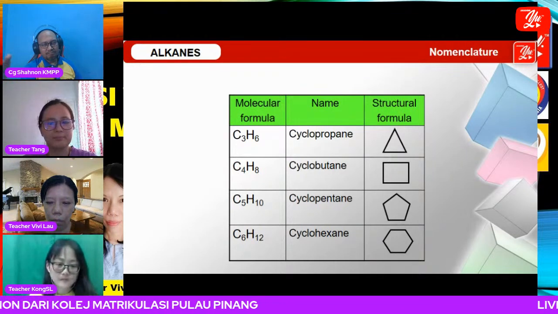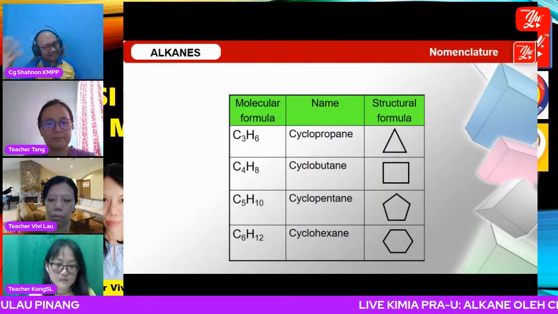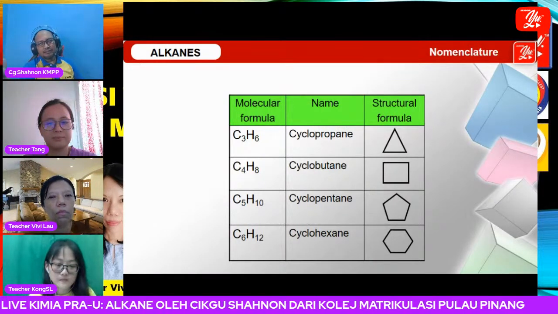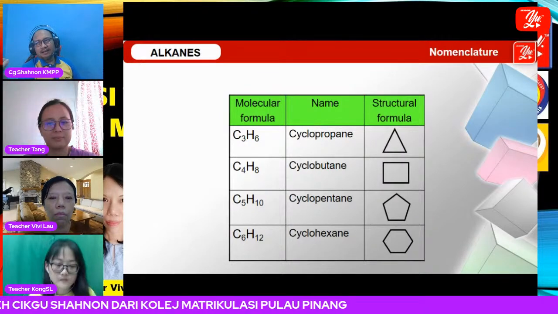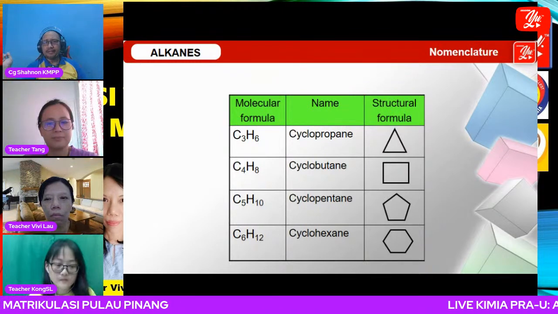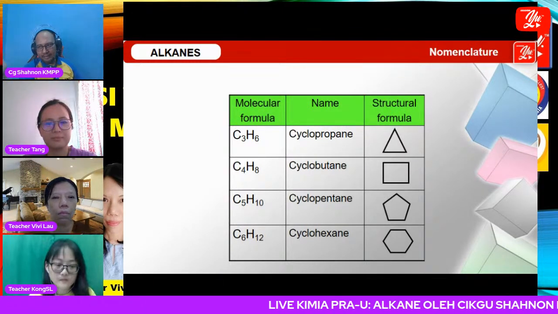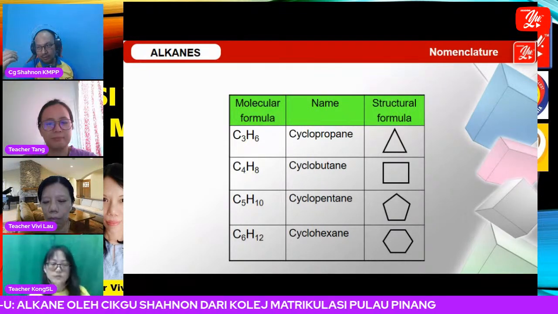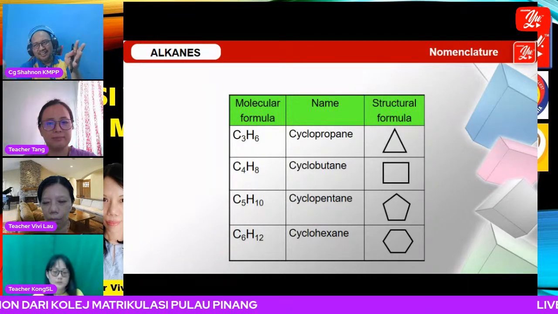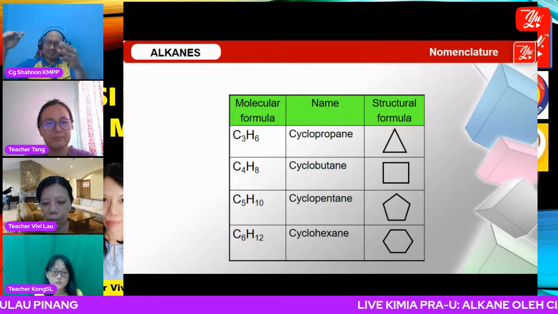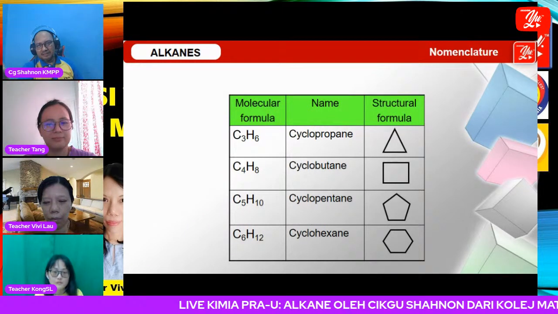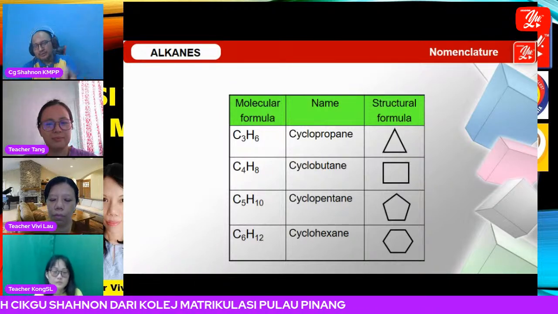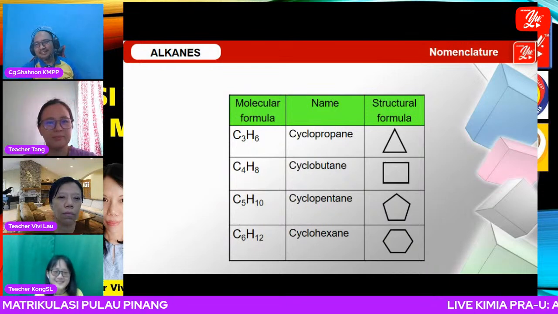We don't use expanded or condensed structure. For the ring alkane, it is best to describe them in skeletal structure, right? We have cyclopropane, cyclobutane, cyclopentane, cyclohexane, and cycloheptane. Not easy to write. Cycloheptane, because of the seven carbons, and when we try to make it cyclic, not easy. Even I don't know how to write it. Cycloheptane, right?